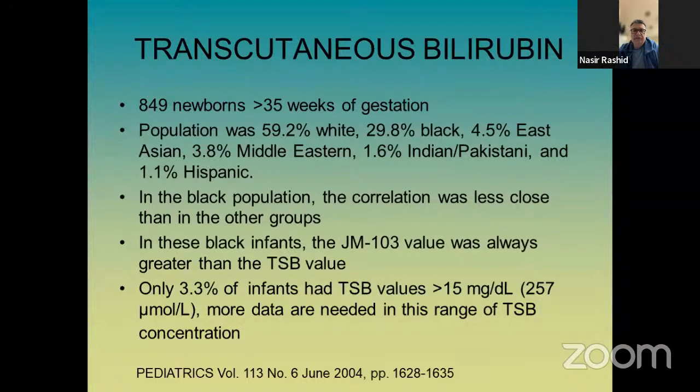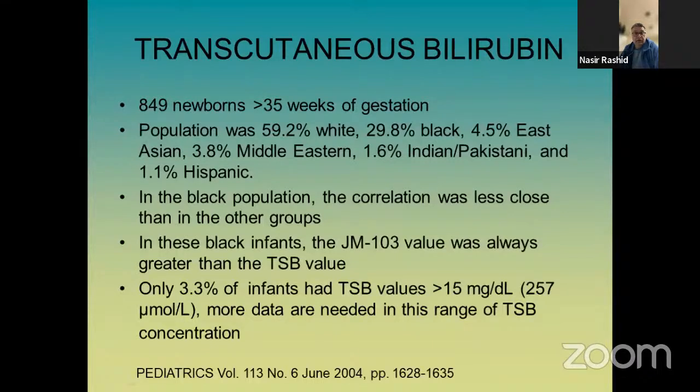There was an old study published in 2004. They looked at more than 800 newborns, all greater than 35 weeks of gestation. This was a pretty mixed population: about 60% whites, about 30% blacks, East Asian, and about 2% Indian and Pakistanis. And what they found is that it is a pretty decent way of measuring the bilirubin because it correlates very closely with the serum bilirubin, except in the Black infants, where the values are usually higher when compared with the serum bilirubin levels.